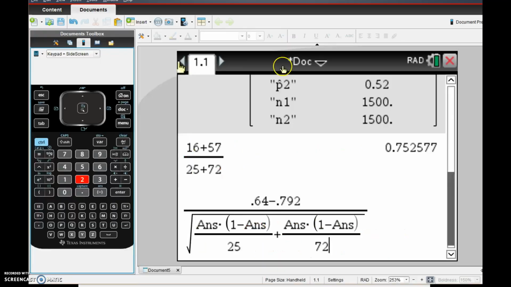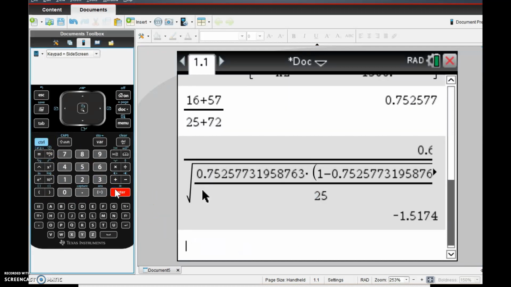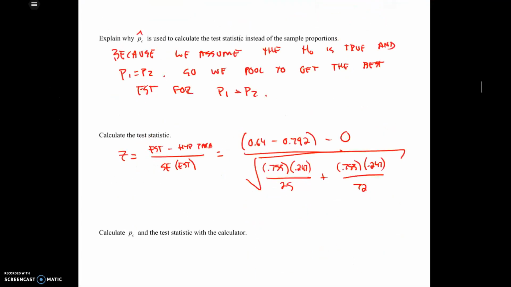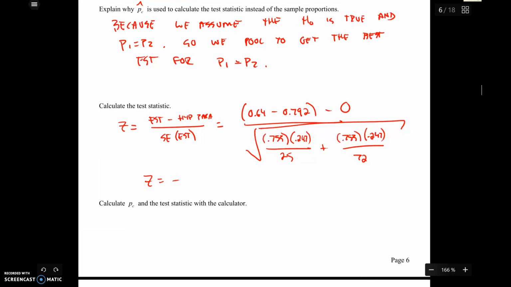All right, so I typed this in my calculator. I did use the last answer to avoid some rounding here, but I might have some rounding errors on these, so I don't know how good this is going to be, but it's going to be okay. Control Enter. Negative 1.517. So my z test statistic is negative 1.517.